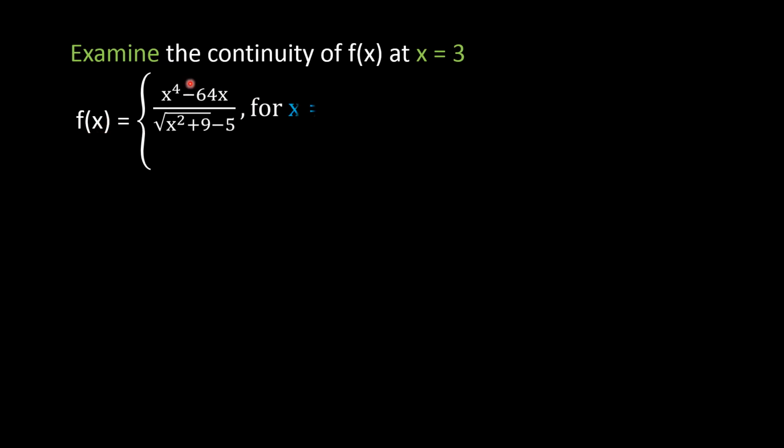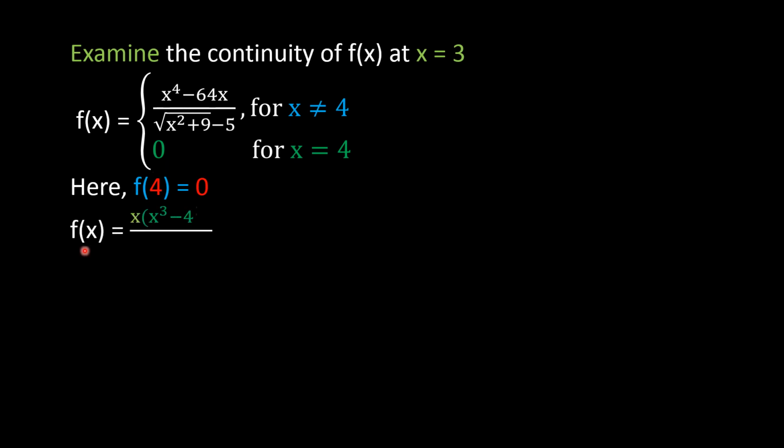Examine the continuity of f(x) at x equals 4. f(x) is defined as this function for x not equal to 4 and f(x) equals 0 when x is 4. Here f of 4 is 0, that is, the value of the function at x equals 4 is 0. Now we will simplify this function.